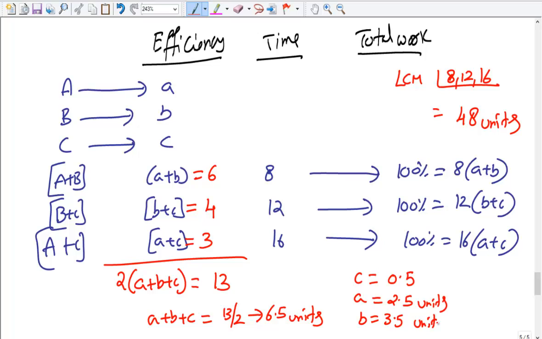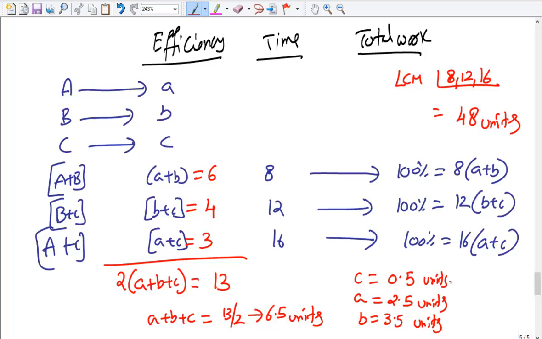Either you can solve 8A plus 8B, 12B plus 12C, 16A plus 16C, or you can directly assume the total work in terms of units by taking the LCM of time and solving it further, or else you can simply solve all the equations and then you can get the efficiencies of the three different persons.